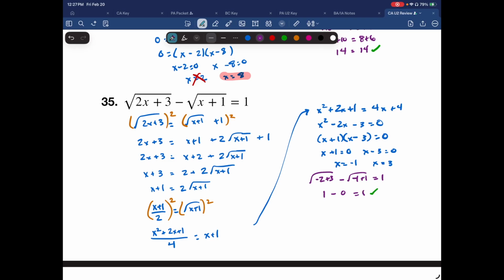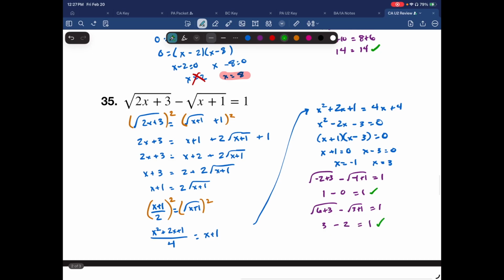Okay, and then we check the next one. 3, so 3 plus 3, 6 plus 3 minus the square root of 3 plus 1 plus 1, so that's going to be 6 plus 3 is 9. The square root of 9 is 3. 3 plus 1 is 4, square root of 4 is 2, so 3 minus 2 equals 1. That works. So in this case, both solutions work, so I get to keep both of them.